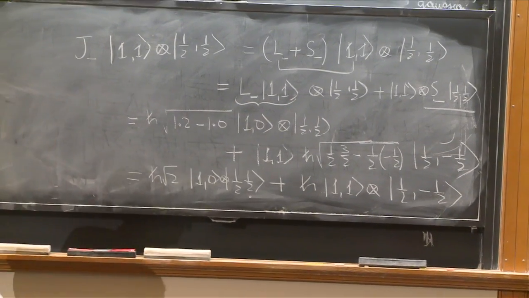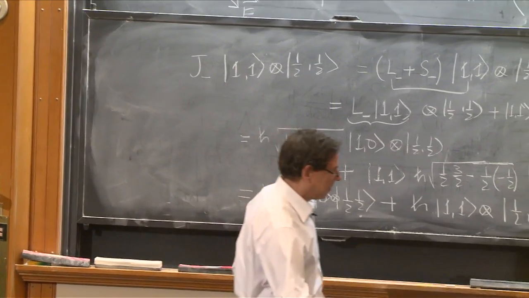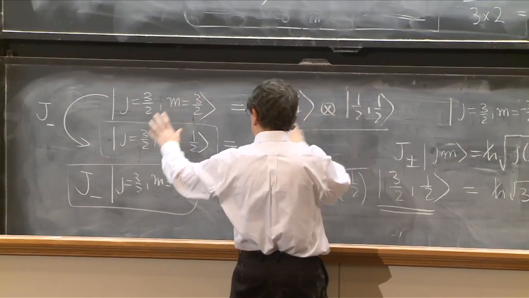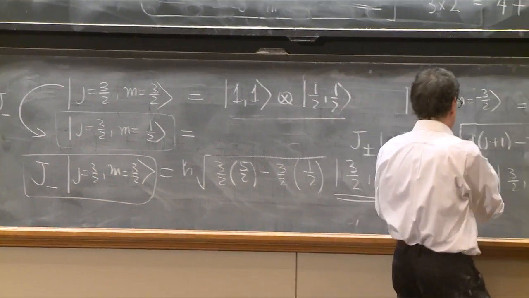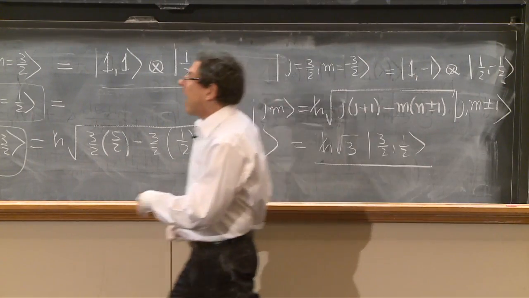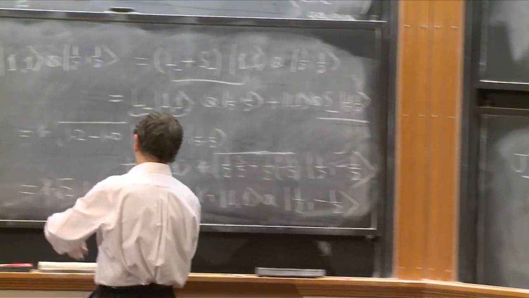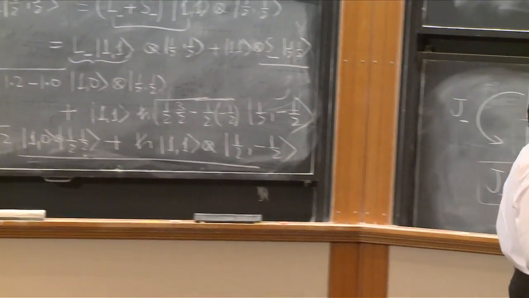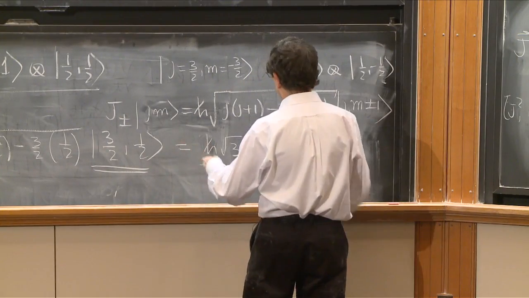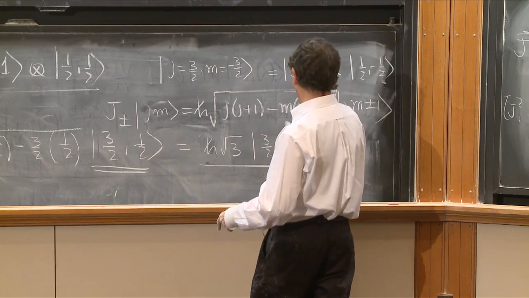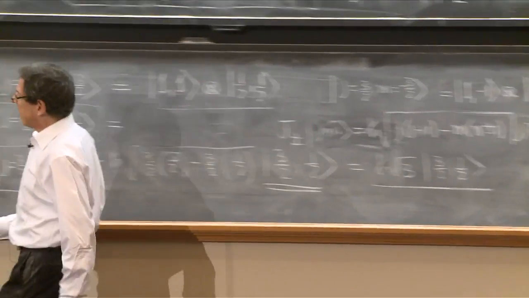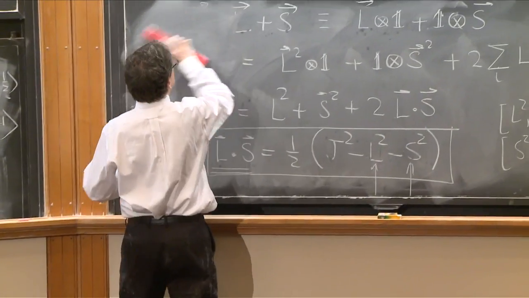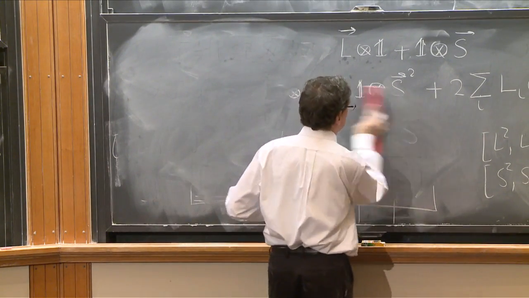Okay, stop a second to see what's happened. We had this equality, and we acted with J minus. Acting on the left, it gives us a number times the state we want. Acting on the right, we got this. So equating left-hand side to right-hand side, we finally found the state 3/2, 1/2. So the state 3/2, 1/2 is as follows.